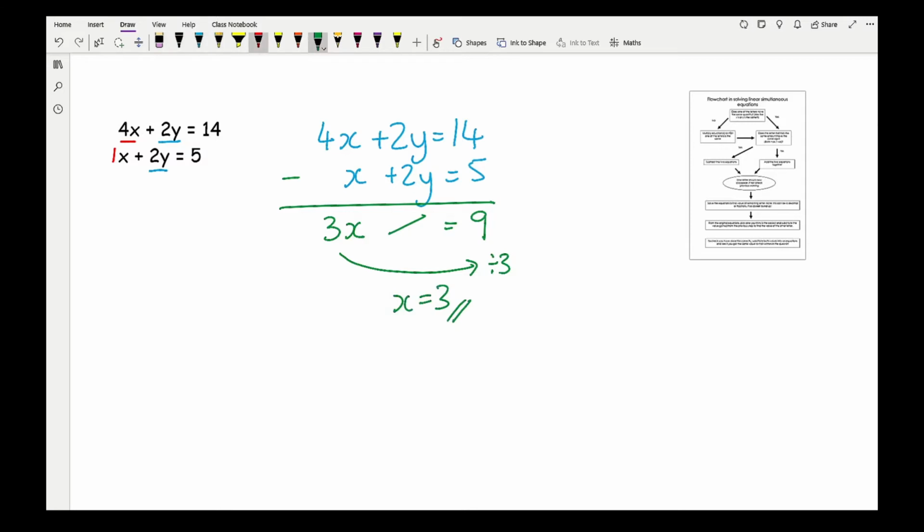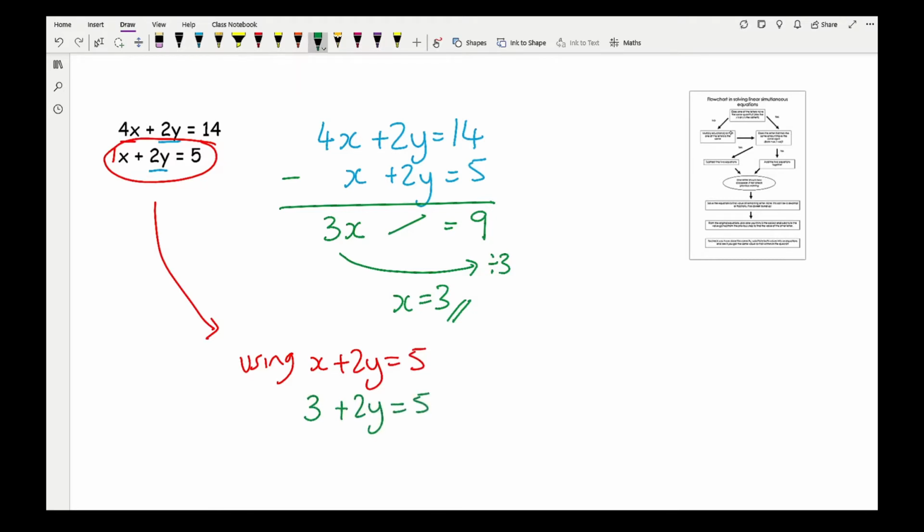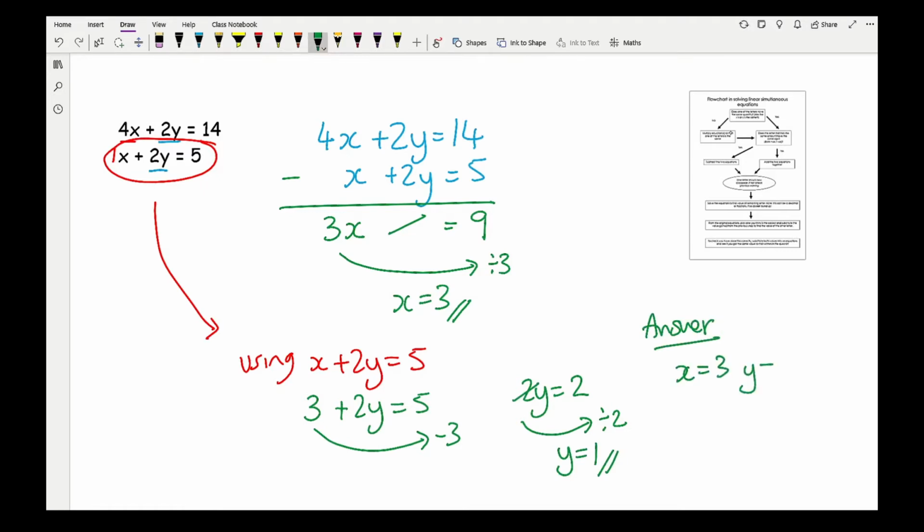So next, what I then need to do is pick one of the equations. So you go for the most simple looking equation. So then using x plus 2y equals 5. Now knowing that x equals 3, I've got 3 plus 2y equals 5. If I take the 3 over by subtracting, I end up with 2y equals 2. Now I can get rid of the 2 by dividing by 2, so y equals 1. So my final answer for this question is going to be x equals 3 and y equals 1.